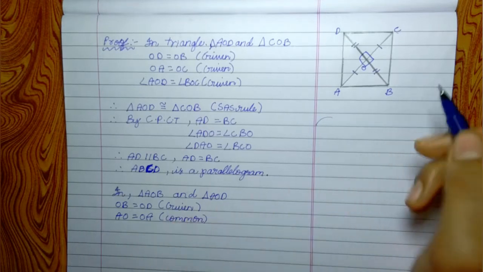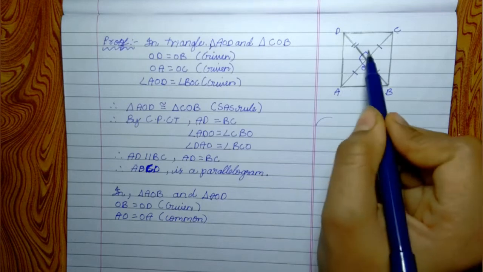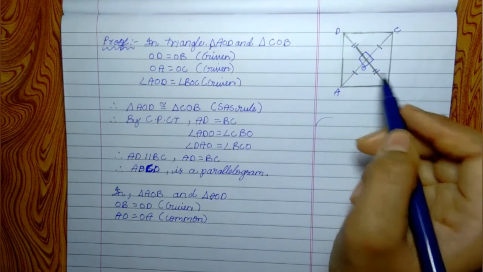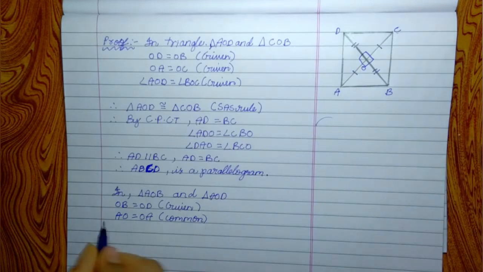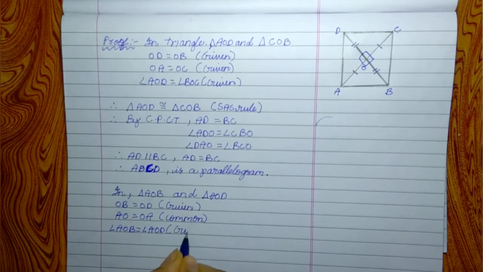Okay. The next one is the angles. Angle AOD is equal to angle AOB because it is given in the question itself. Angle AOB is equal to angle AOD. Given.